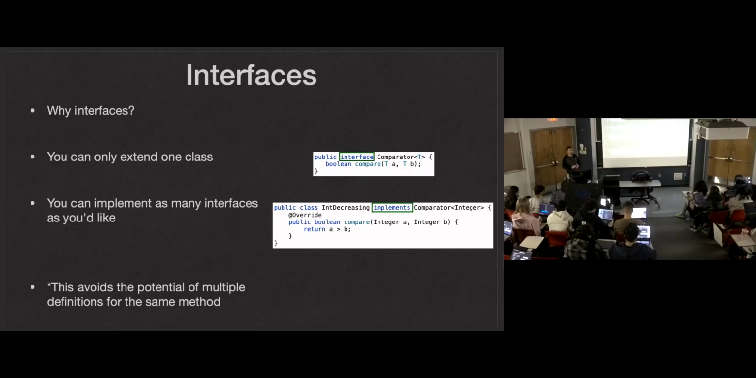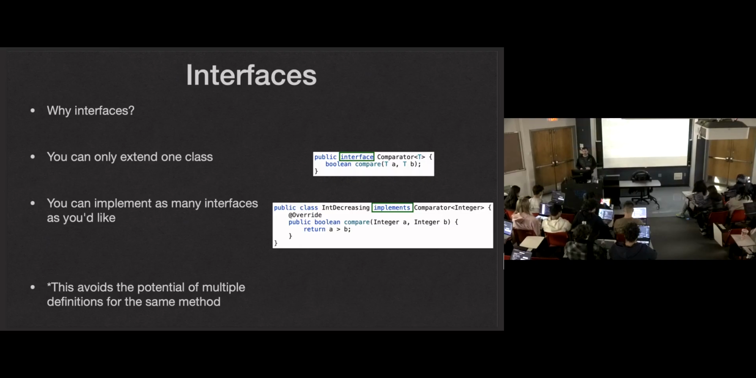And for the memory diagram today, we're going to do exactly that. We're going to extend and implement in the same class. Why would you do this? Well, I kind of already answered it. You can implement as many interfaces as you want. That's abstract methods, abstract classes, and interfaces.